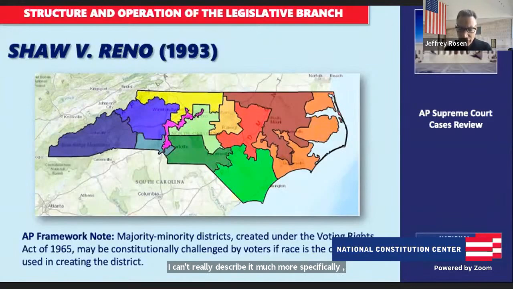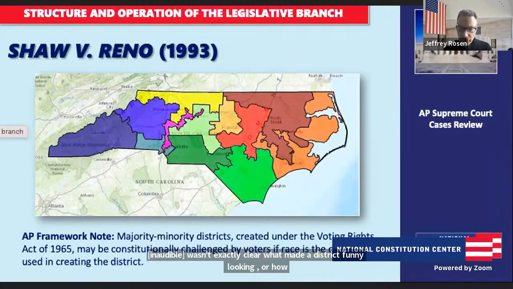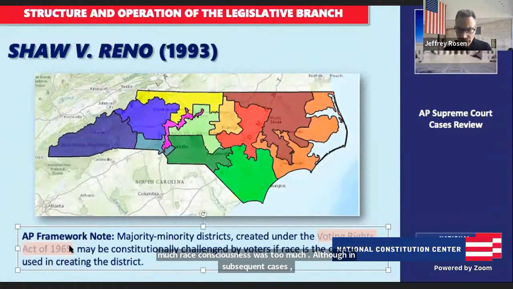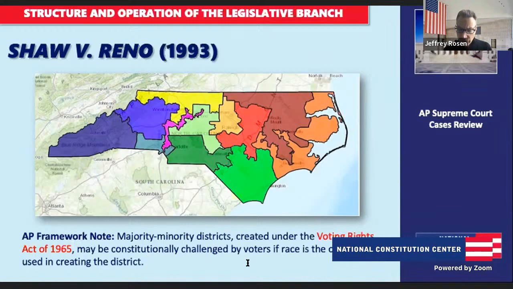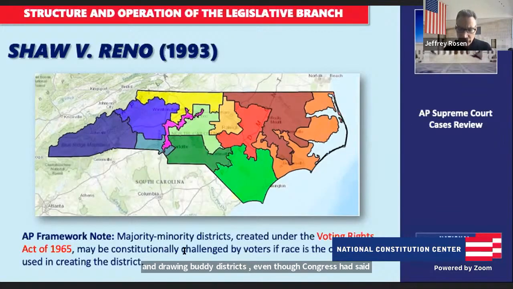the predominant purpose in drawing voting districts, even though Congress had said in a series of amendments to the Voting Rights Act that you got to take the interests of minority voters into account. And when there's a lot of racially polarized voting, you've got to draw some districts where minority voters have the chance to elect representatives of their choice. But the court said when you do that, you can't create really funny shaped districts.